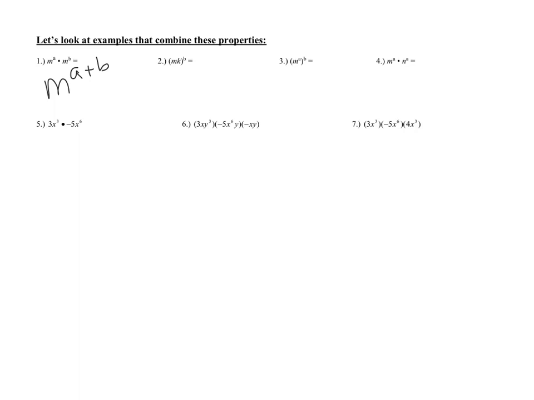Now the next one, (mk) to the b. That b is on the outside of parentheses. I'm just going to bring it in and make it m to the b, k to the b. The next one is taking a power to a power, right? That b would then get applied to the a through multiplication. So this would end up being m to the a times b, so m to the ab.